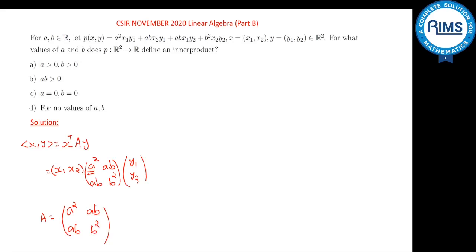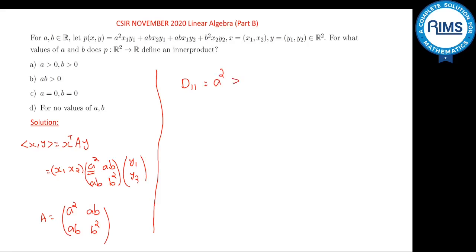This matrix is a symmetric matrix, so we have to check whether the given matrix is positive definite or not. That is, we know that a matrix defines an inner product if it is a positive definite matrix. So what are the conditions for a matrix to be positive definite? That is, the leading principal minors must be greater than 0. And what are the leading principal minors of a 2 by 2 matrix? The first leading principal minor, that is the leading principal minor of order 1, is the first entry of that matrix. That is, D11 equal to A square.